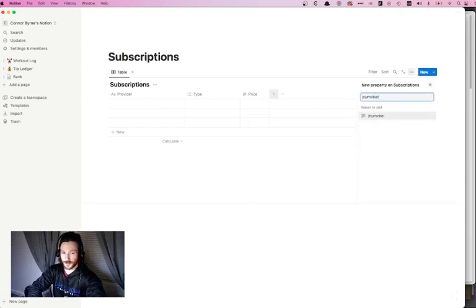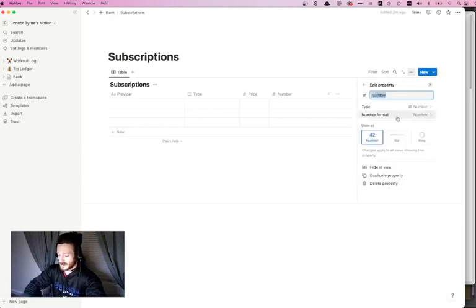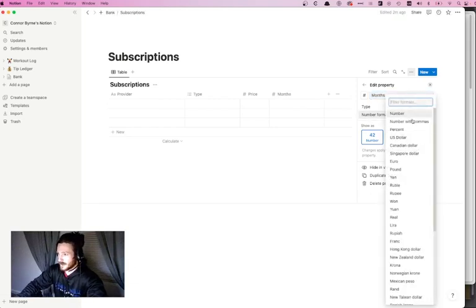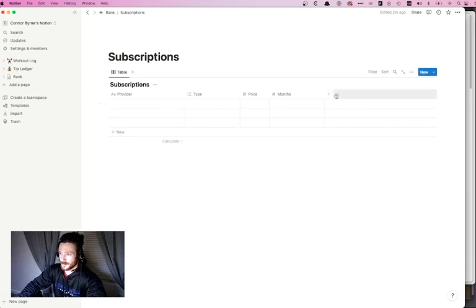We're going to do another number. I can't type today. Number, and this is going to be for months. The number of months, and so this can stay a number. So that's usually a calculation where we're saying, what's the subscription? So what's the price and how many months are we locked into this thing? With these two items, we can really fuel our entire template.